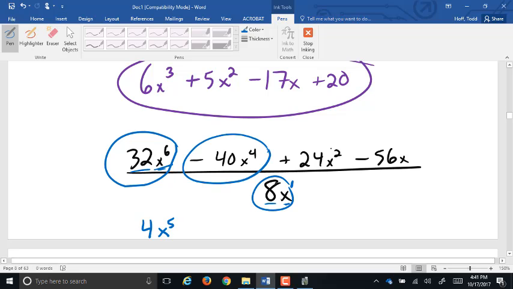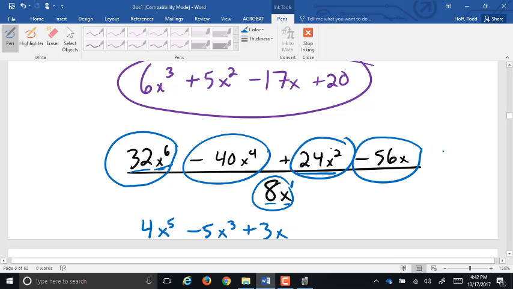Very good. Negative 40x to the 4th divided by 8x. So we combine the counts. Negative 40 divided by 8, negative 5. X to the 4th divided by x, x to the 3rd. 24x squared divided by 8x, positive 3. X squared divided by x is just x. Negative 56x divided by 8x, negative 7. Good. Negative 56 divided by 8 is negative 7. X divided by x cancels out.